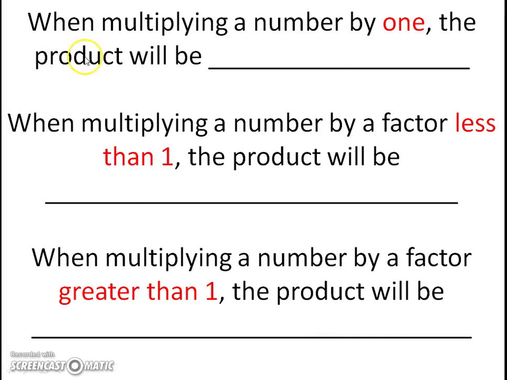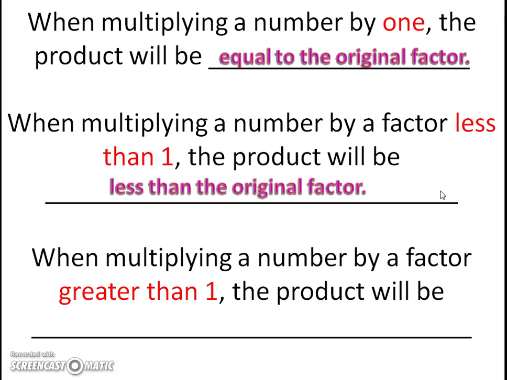When multiplying a number by 1, the product will be equal to the original factor. When multiplying a number by a factor less than 1, the product will be less than the original factor. When multiplying a number by a factor greater than 1, the product will be greater than the original factor. Examples.